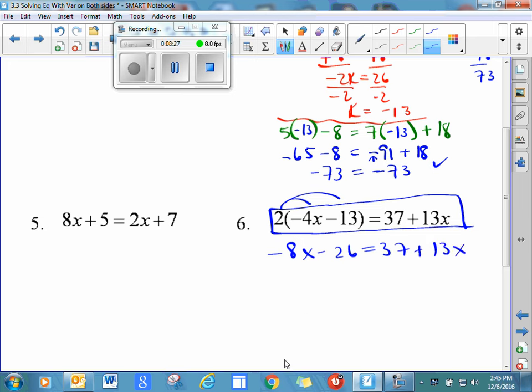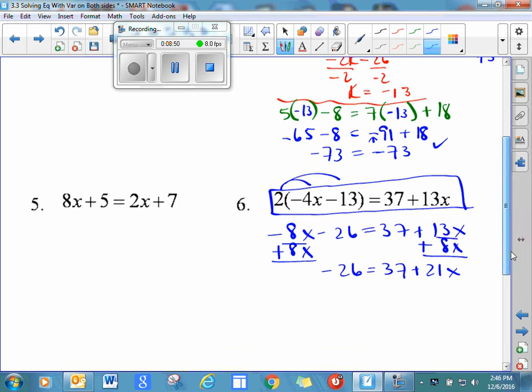And write down the rest of the problem. So now I don't have any like terms to collect over here or over here, but I do have x's on both sides of the equal sign. So I've got to get those guys together. I'm going to add 8x to both sides. That leaves me with minus 26 equaling 37 plus 21x.